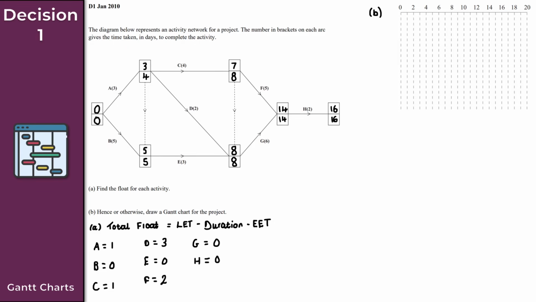So what I would do here is just start with the critical activities. So my critical activities here are B, E, G, and H, right? So the critical activities go in a line at the top of this diagram here, okay? I'm just considering whether I do this in black or change to a different pen color. We'll just do it in black here. It shouldn't matter too much.